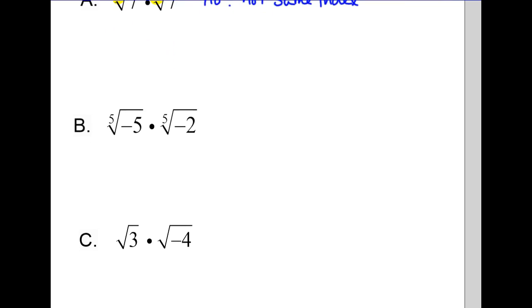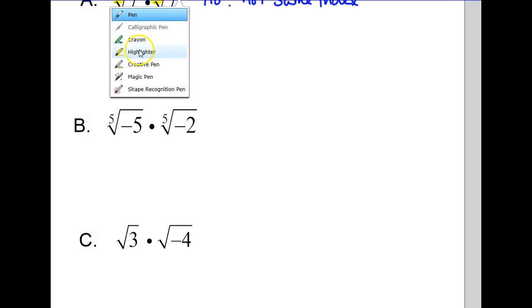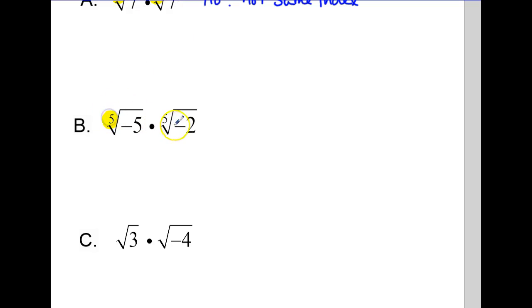Let's look at Example B. We've got the fifth root of -5 times the fifth root of -2, and it's both the fifth root, so the product property says I can rewrite this all underneath one radical. So I can put -5 times -2 underneath the radical, and I'm going to get the fifth root of 10. And that's as simplified as I'm going to get it. 10 would break down into 5 and 2, and I don't have 5 of any certain number.